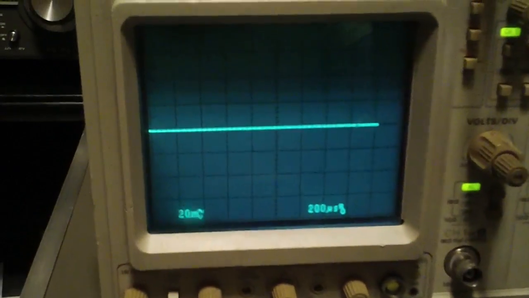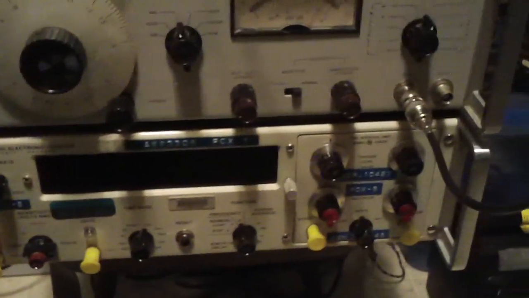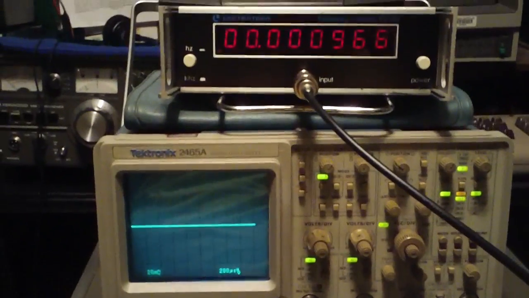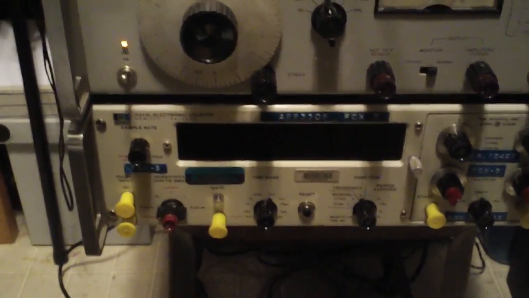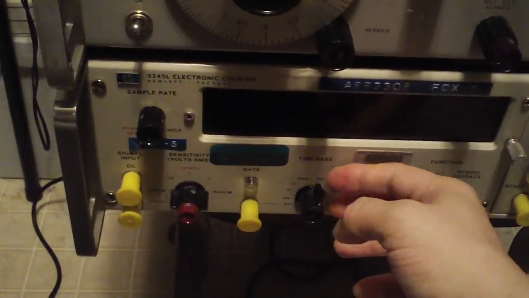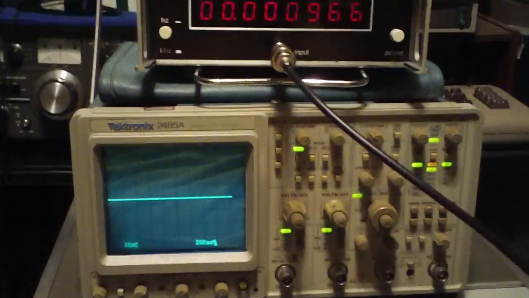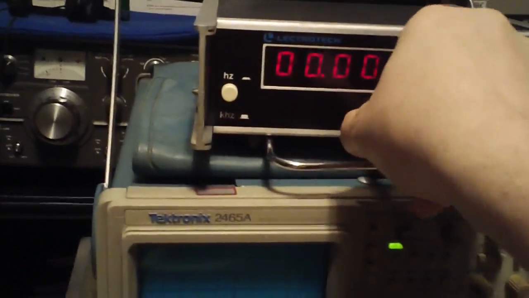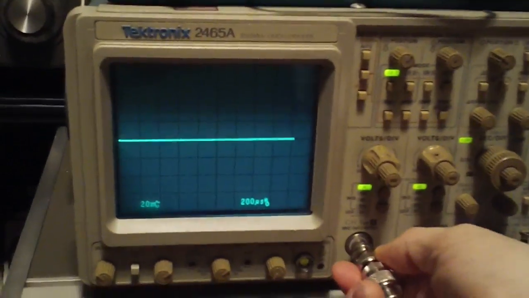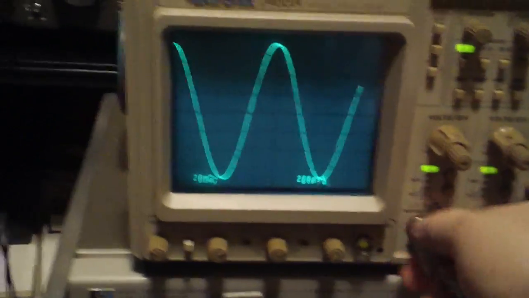So really, if I recall correctly, this is pretty close to what Alan got, so I don't feel so bad about some of this equipment. It'd be nice if I had this counter plugged in right now, but I didn't think of that. I've got plenty of power cords in the drawer, so I'm sure you'll see that in an upcoming video. So take this out, plug it back into the scope.